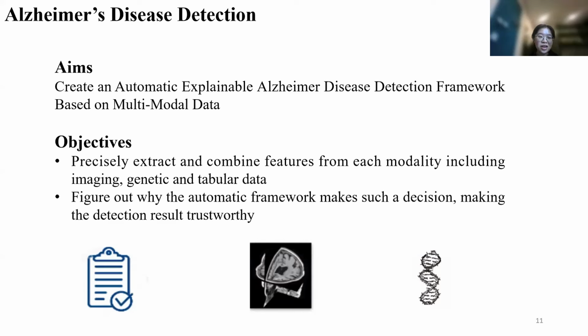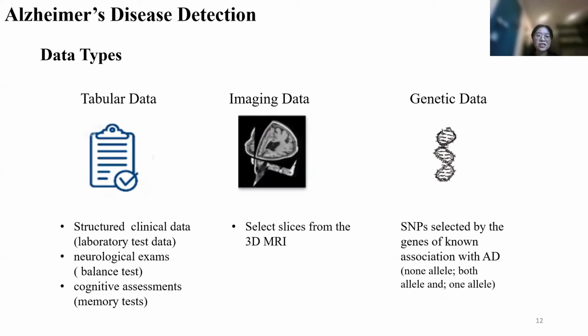There are two different objectives of our project. The first one, we plan to precisely extract and combine features from each modality, including medical imaging, genetic data, and tabular data. Then we plan to figure out why the automatic framework makes such a decision, making the detection results trustworthy. Here, I will show some data types we use in the framework. So we use tabular data, imaging data, and genetic data.